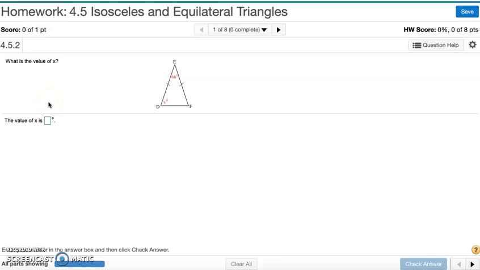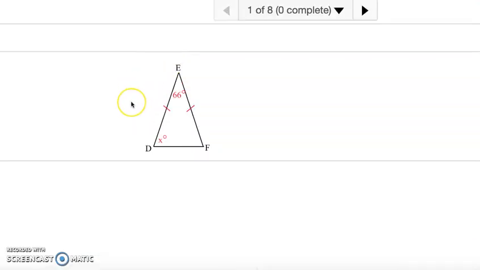Number 5. Isosceles and equilateral triangles. Number 1. What is the value of x? This is an isosceles triangle. Two sides are congruent. What that means too is that the angles across from them are also congruent to each other. The base angles here are equal in length.